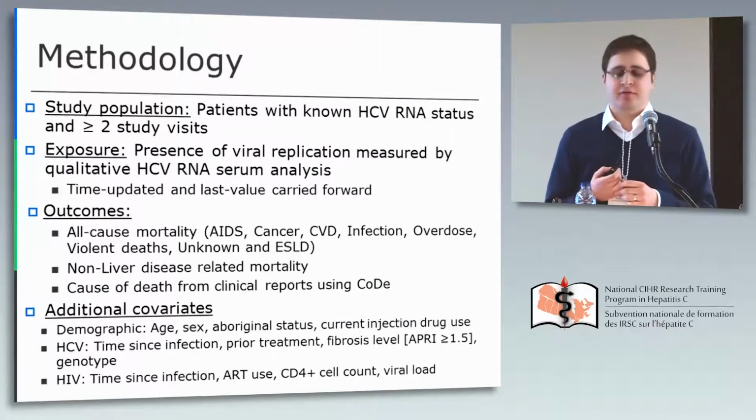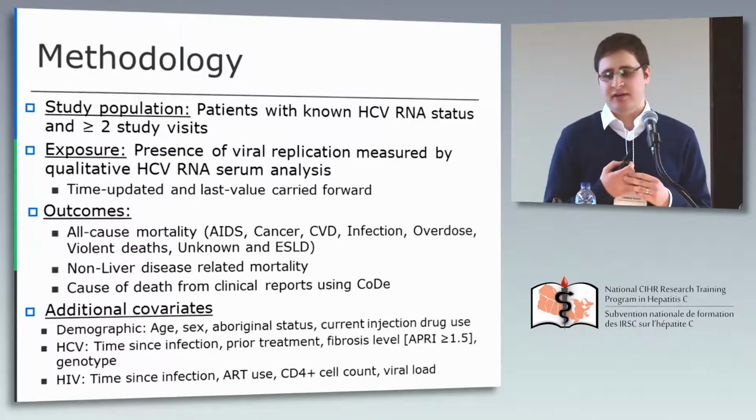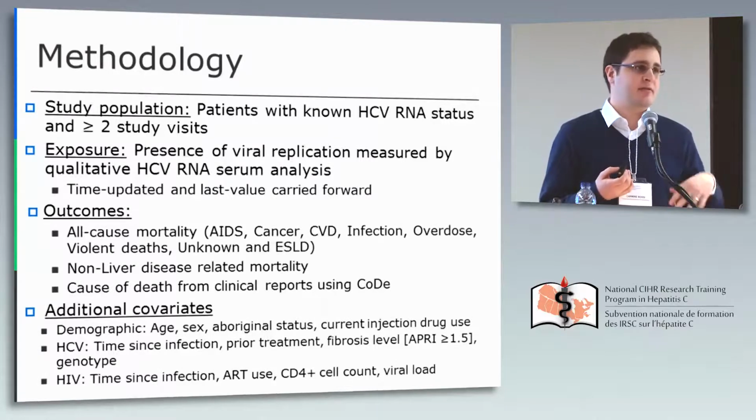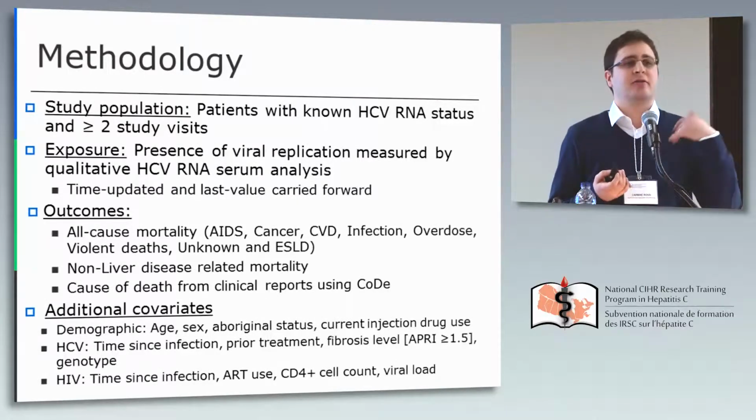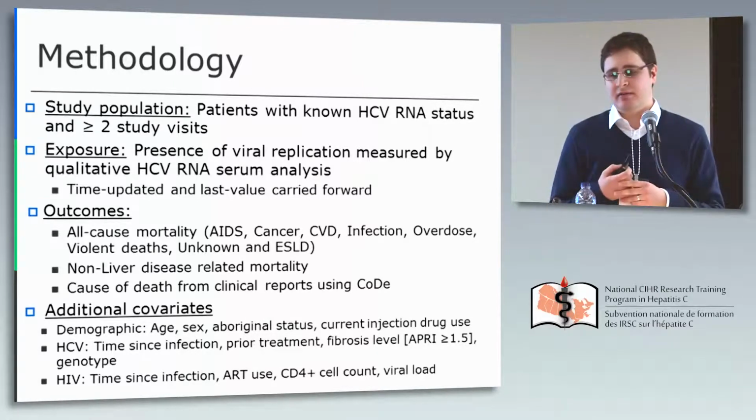For our methodology and inclusion criteria, we included all study participants who had a known HCV RNA status and more than 2 study visits. We defined our exposure, their HCV RNA status, by a qualitative HCV RNA serum analysis. All those who were HCV RNA positive, we considered to be chronically infected, and all those who were HCV RNA negative, we considered to have a cleared infection.